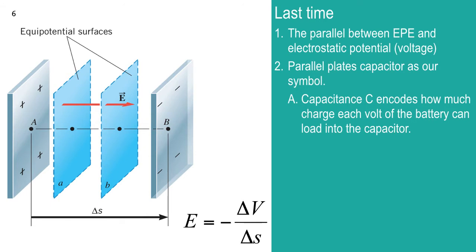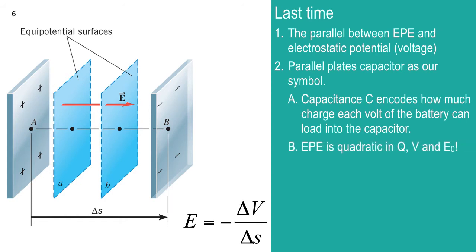If they're far apart or close together, that'll make it either easier or harder to put more charge in. If you have a bigger battery, like 6 volts, you can put 6 times as much charge in, because you have a bigger battery. And the capacitance encodes that.